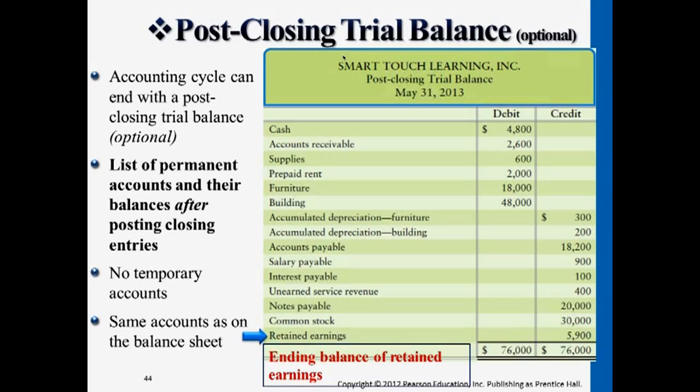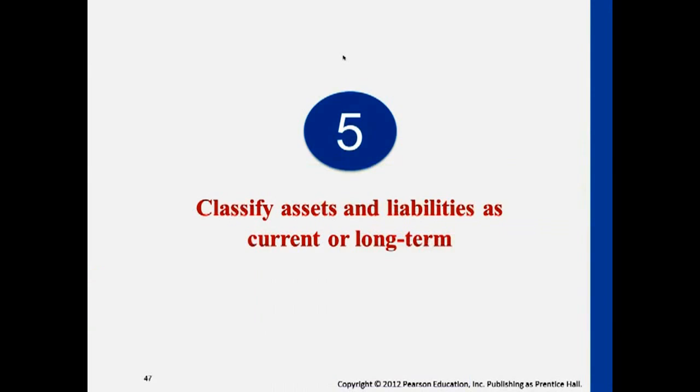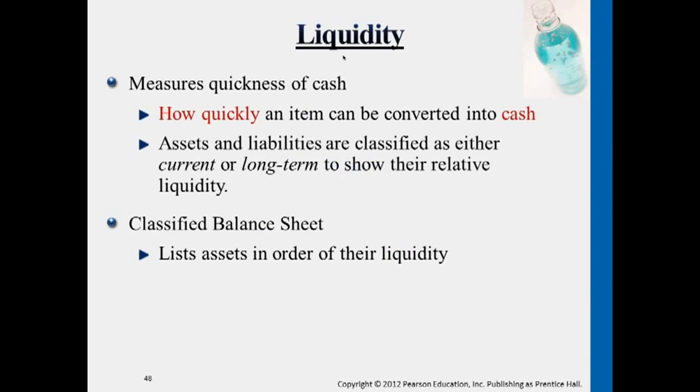All right, let's move on to classifying assets, liabilities, and current and long-term. So I briefly mentioned this in Chapter 2, actually. This liquidity, how we classify assets and liabilities, is based on the liquidity of these different types of accounts. Meaning how quickly a type of asset or liability turns into cash receipt or cash payment will determine whether it's a current liability or long-term liability, or a current asset or a long-term asset.